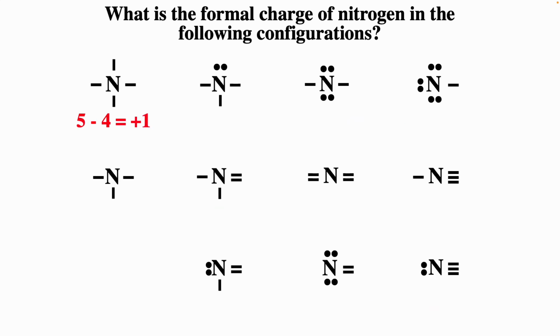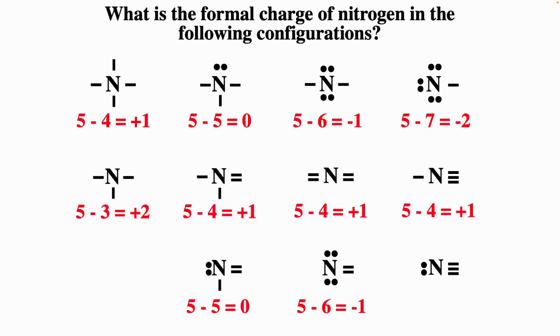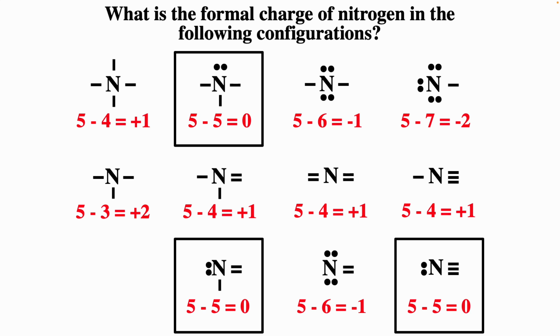If we do nitrogen, nitrogen starts with 5 valence electrons. And so 5 minus 1, 2, 3, 4 gives us plus 1. 5 minus 5 is 0. And so we can determine the formal charges for all of these. And so we see for nitrogen, these are the environments that it prefers. It's kind of interesting. Nitrogen wants a lone pair of electrons.